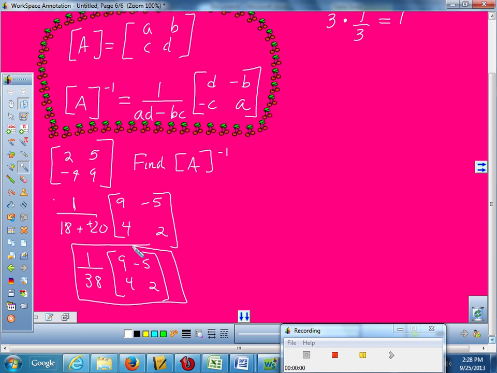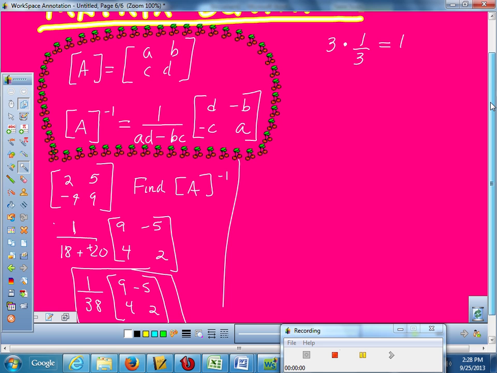Now, let me show you why an inverse works. Up here, when I took 3 times 1/3, if you take a number times its inverse, you always get 1. The same thing happens in matrix land. If I take that inverse we just found, and I take it times the original matrix, and the original matrix was 2, 5, -4, 9. If this really is the inverse, when I multiply them, I should get the equivalent of a 1 in the land of matrices.